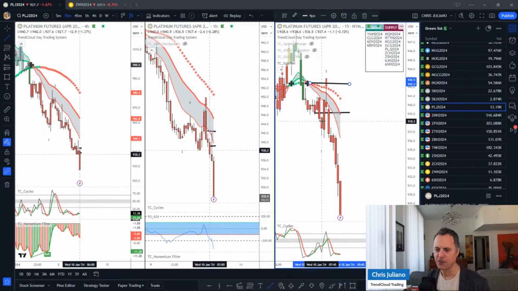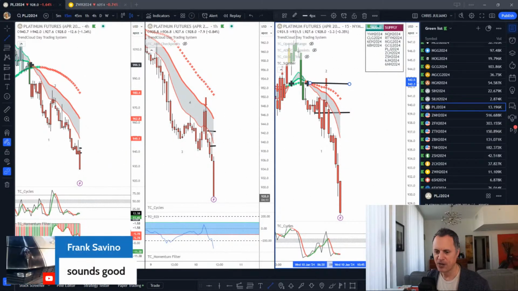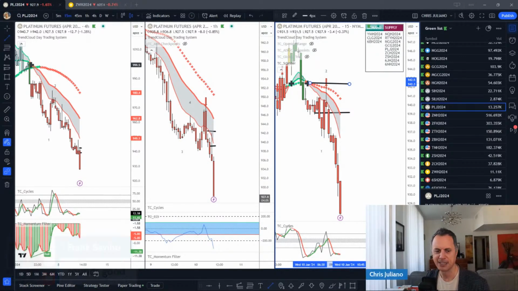So Frank likes it too. Frank says, that sounds good. Look at that Camaro, 69 Camaro. That thing is a beast. So that's what we're going to do, okay?